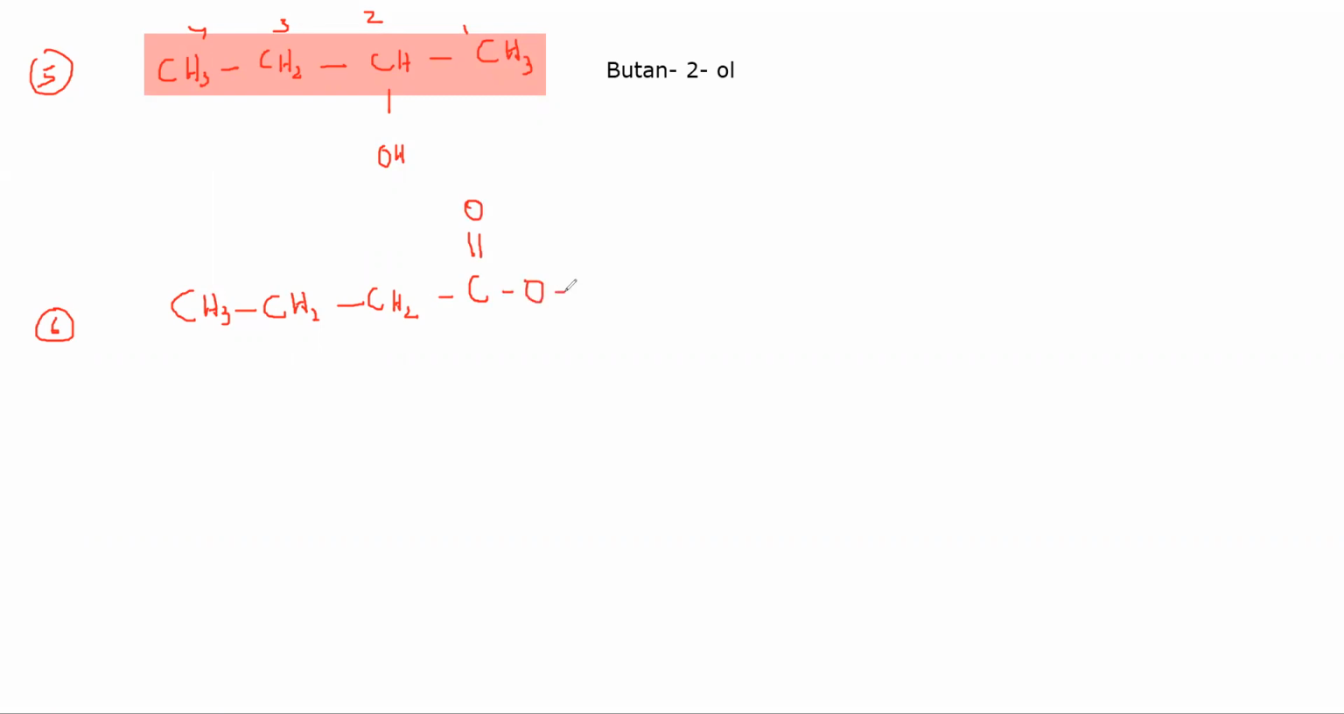What is the name of this compound? This means a carboxylic group. C double bonded with O and OH means carboxylic. Because there are 4 carbon atoms, that's why it is but, single bond ane, and due to the carboxylic group, it is acid, so it's butanoic acid.